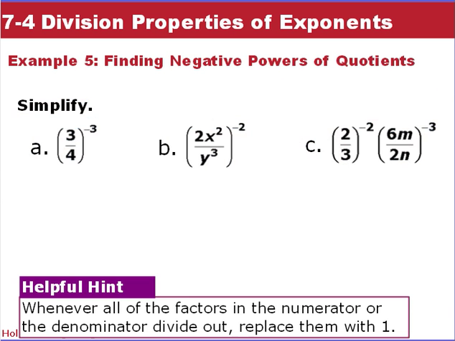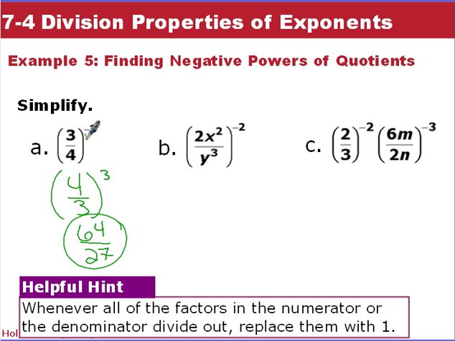So let's simplify these three. We have 3/4 to the negative 3. That would be the same as 4/3 raised to the third power, which would be 64/27. So you have a negative exponent, so you have to take the reciprocal.